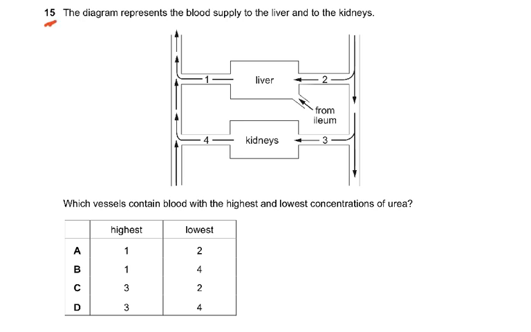The diagram represents the blood supply to the liver and to the kidneys. Which vessel contains blood with the highest and lowest concentration of urea? So, highest and lowest concentration of urea. You have to remember that urea is made here in the liver. Why is it made here in the liver? It's made by deamination. So when the blood flows out of it, this is the place where urea is going to be in a high concentration.